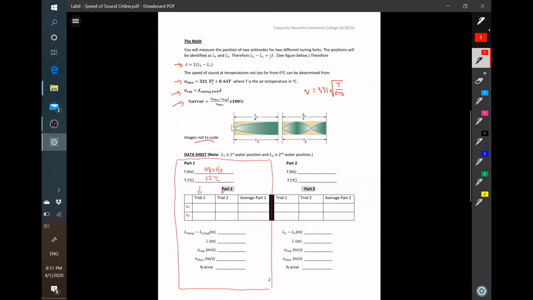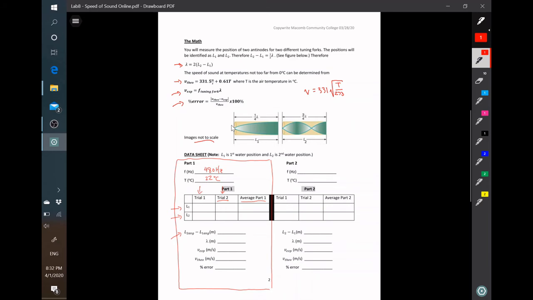Then you will record the length of the tube at the first resonance. You'll record the length of the tube at the second resonance. And then you'll repeat this for trial 2. After that, you'll average the lengths from part 1, and you'll use these averages to calculate the difference in the lengths of the tube between the first and the second resonance.